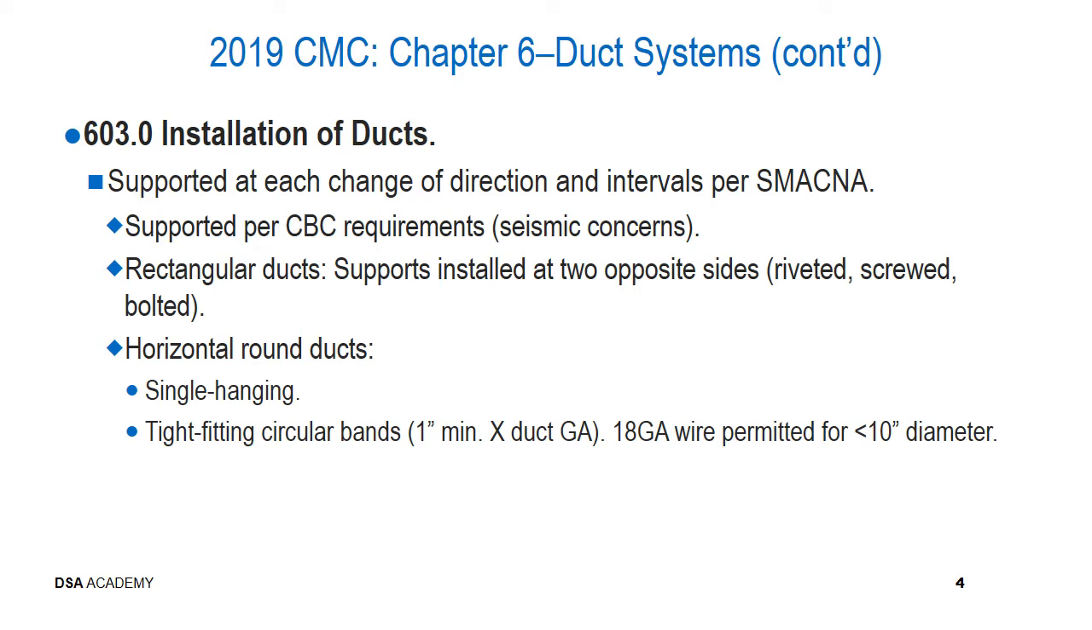Now for horizontal round ducts, single hangers are acceptable, and the single hanger is generally going to consist of a tight-fitting circular band, which is required to be 1 inch minimum wide and have the same gauge thickness as the duct it's supporting. And additionally, 18 gauge wire is permitted for round ductwork that is less than 10 inches in diameter.